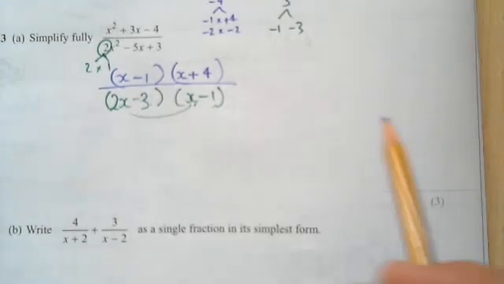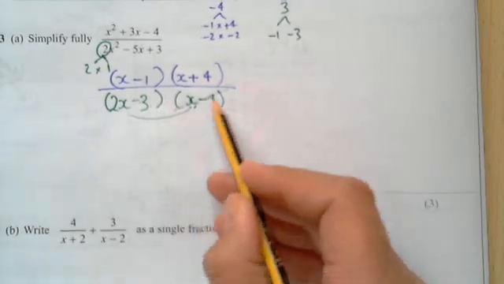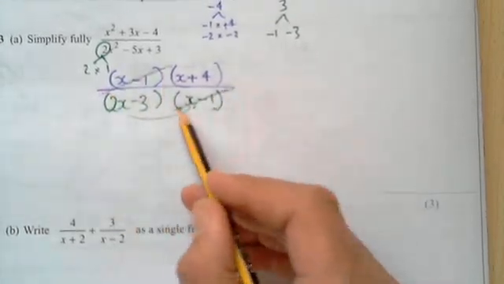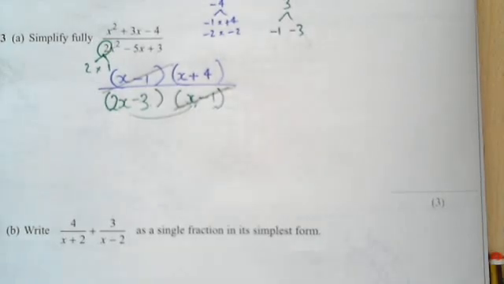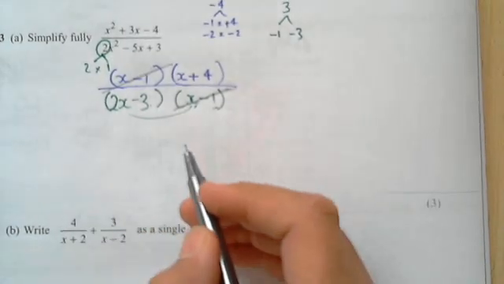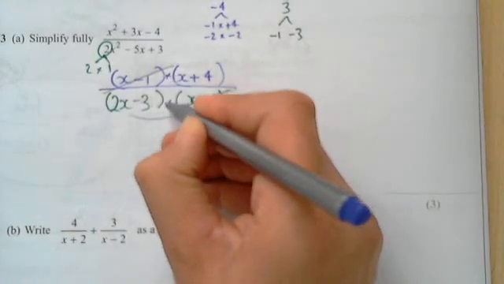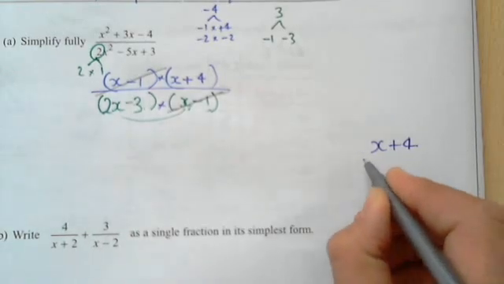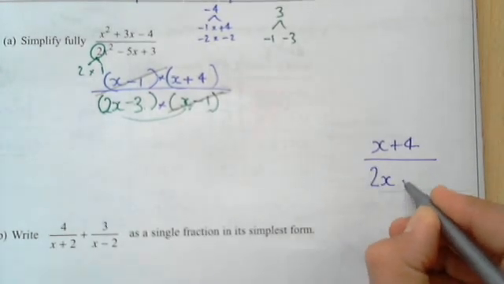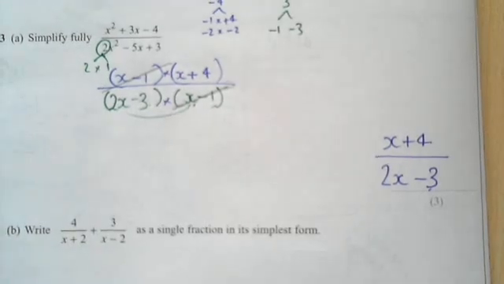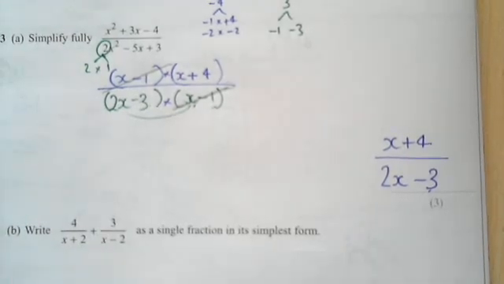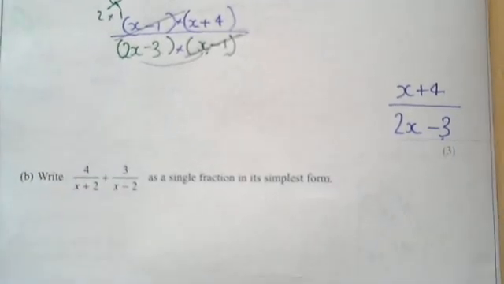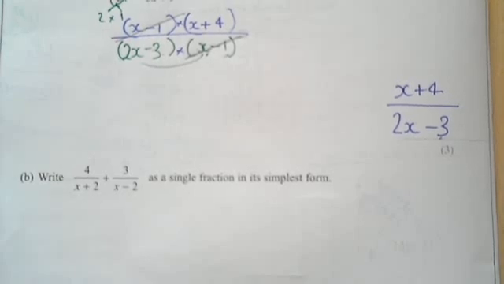So now that we've got the equation in the correct format, we can cancel the x minus 1 with the x minus 1. These will simplify because it's a product here, they can cancel. So you're left with x plus 4 over 2x minus 3. So that should be our final answer.